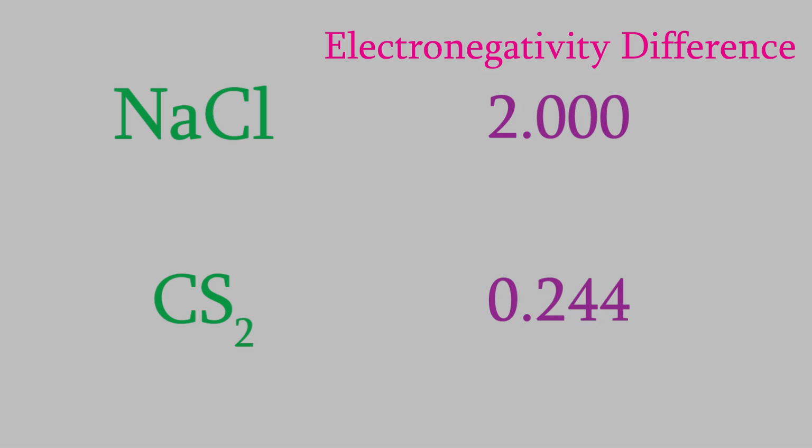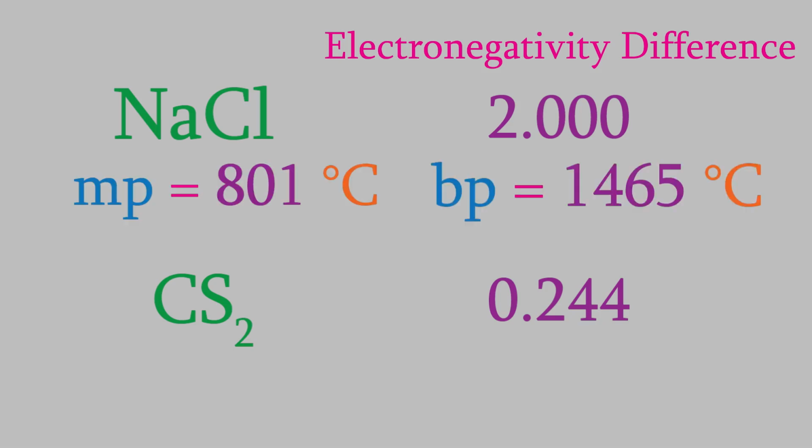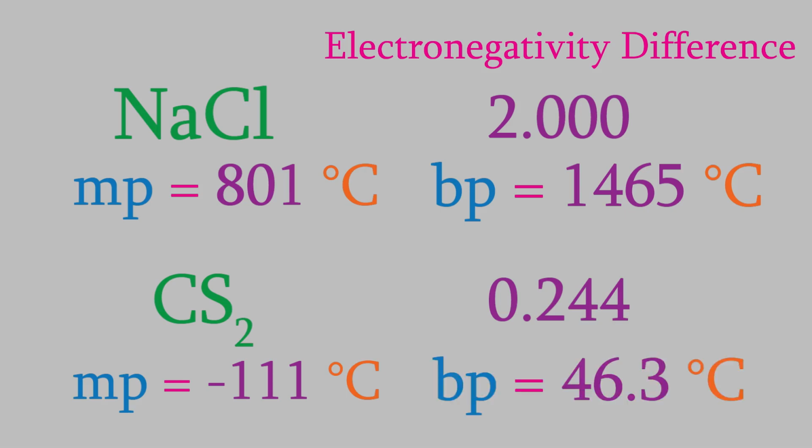If we measure their boiling and melting points, we find out that sodium chloride has a melting point of 801 degrees C and a boiling point of 1,465 degrees C. In contrast, the carbon disulfide melts at a much lower, negative 111 degrees Celsius, and it boils at just 46.3 degrees Celsius. So the difference between ionic bonds and covalent bonds has a big impact on the properties of the molecules.